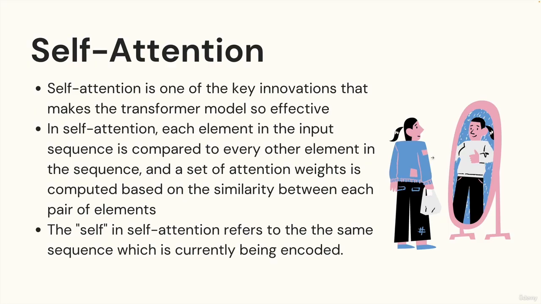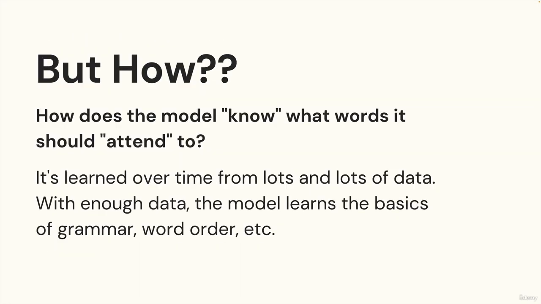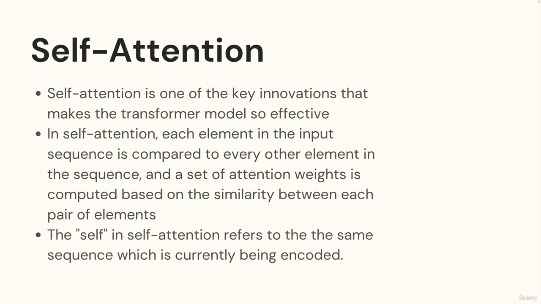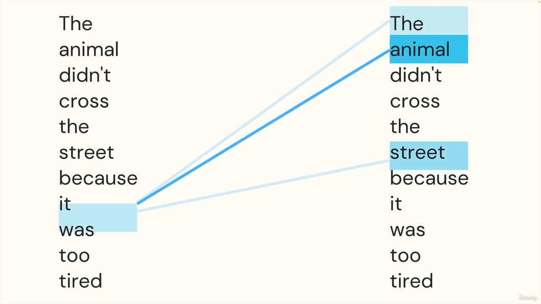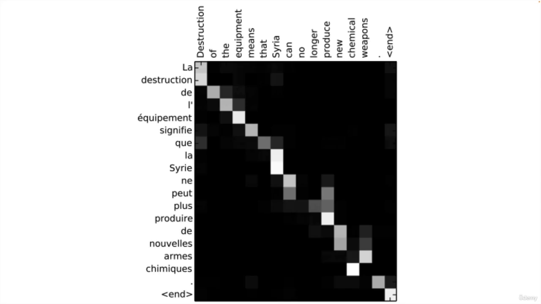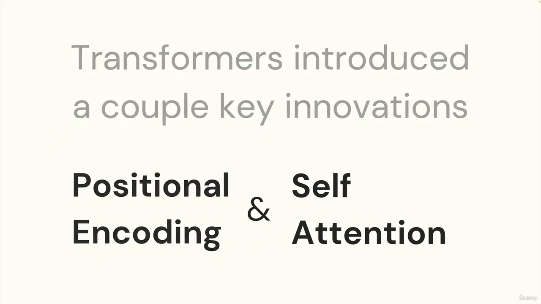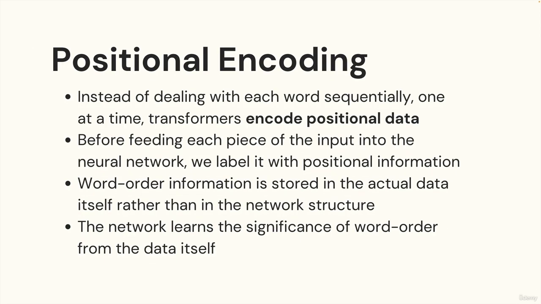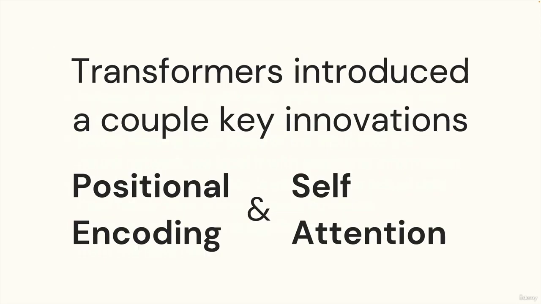Now again, this all emerges with enough time, enough practice, lots and lots of data where the model is able to figure out the basics of grammar, the basics of basically what words mean and how they connect to each other. And the concept of self-attention is taking that attention idea and applying it to each piece of the input. So that's a very simple overview of these concepts of self-attention and positional encoding. These two ideas are what made transformers so powerful.